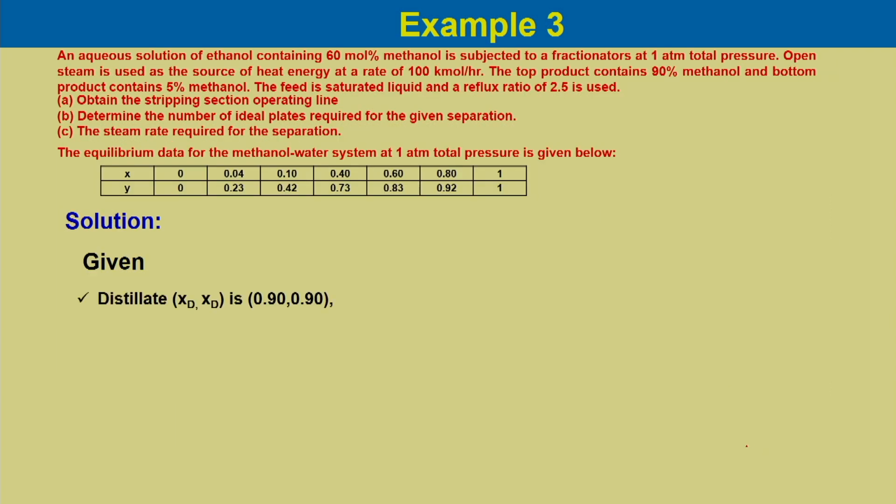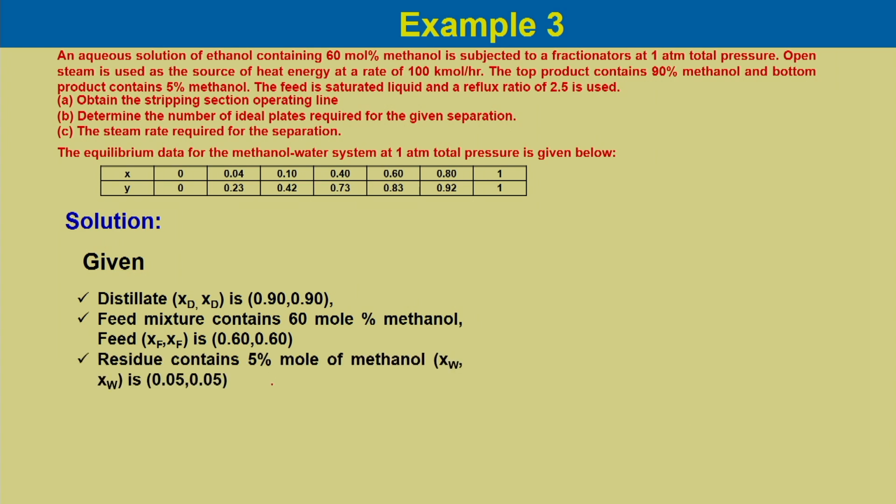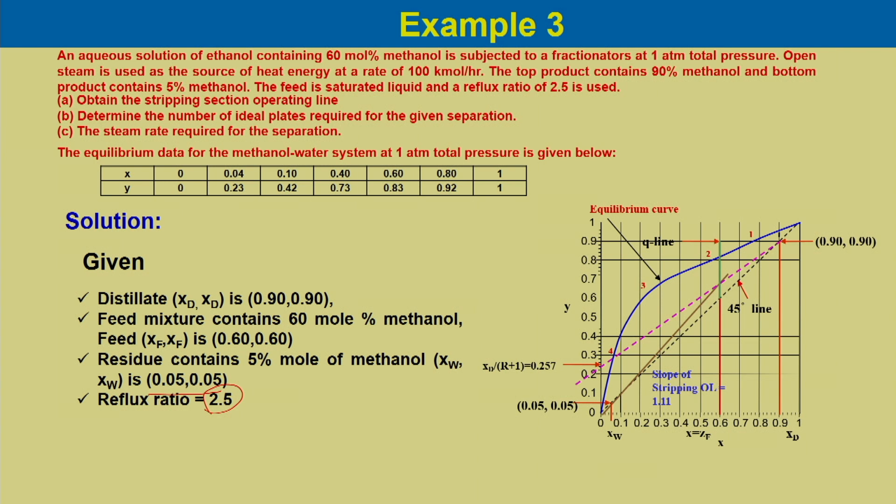Now, distillate XD is 0.9, and the feed mixture contains 60 mole percent of methanol, so feed XF is 0.6. The residue has 5 mole percent of methanol, so XW would be 0.05. These data are given, and the reflux ratio is 2.5. If we plot them, this is the starting point in the top section of the column and this is the end point in the bottom section of the column.